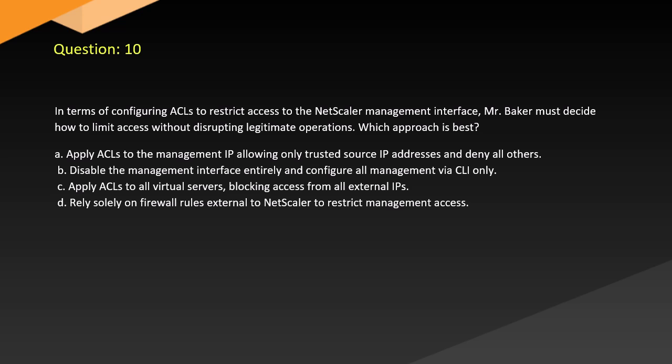Question 10. In terms of configuring ACLs to restrict access to the NetScaler management interface, Mr. Baker must decide how to limit access without disrupting legitimate operations. Which approach is best? A. Apply ACLs to the management IP, allowing only trusted source IP addresses and deny all others. B. Disable the management interface entirely and configure all management via CLI only. C. Apply ACLs to all virtual servers, blocking access from all external IPs. D. Rely solely on firewall rules external to NetScaler to restrict management access.